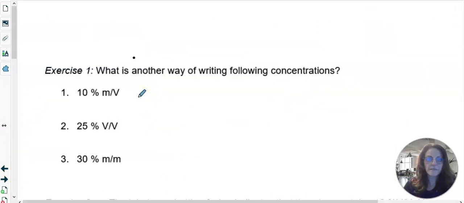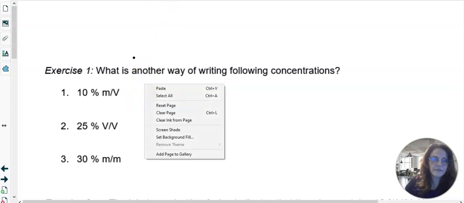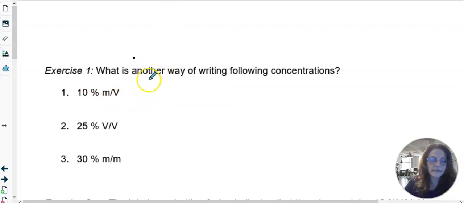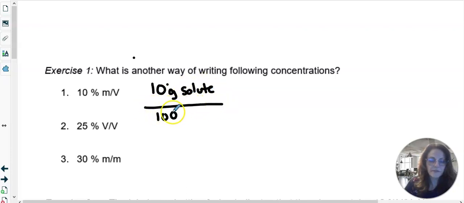All right, on to the next part, exercise 1 at the bottom. I'm going to ask you to pause and try on your own to write the following percent concentrations in fraction. See you in a minute. Alrighty, so now we're back. We're going to do 10%. So again, like in a test, if you get 10% on a test, which I really hope you don't, 10% means 10, but it's m/v. So that's going to be 10 grams of solute over 100.